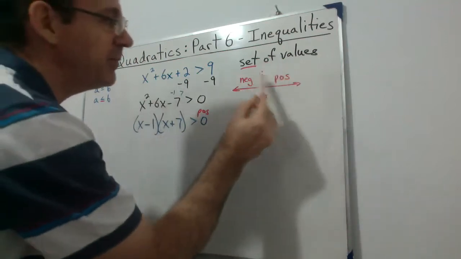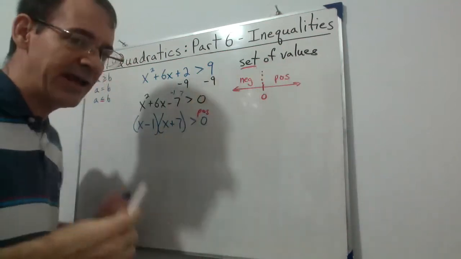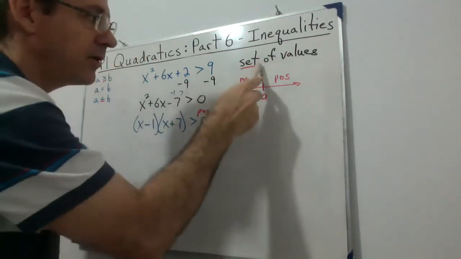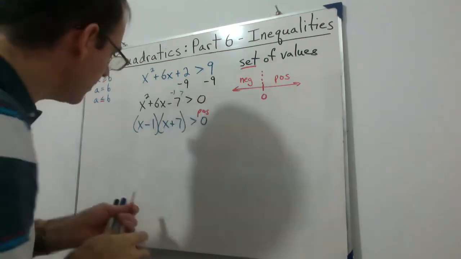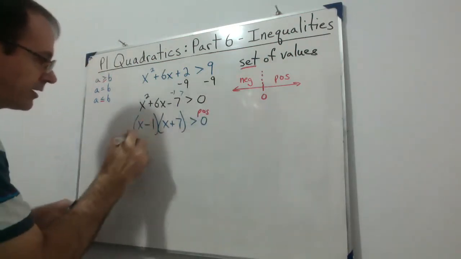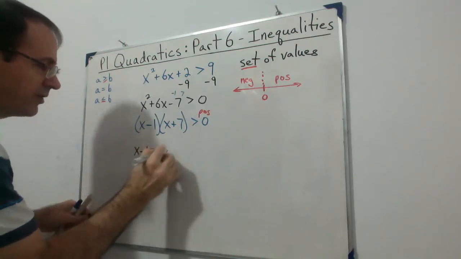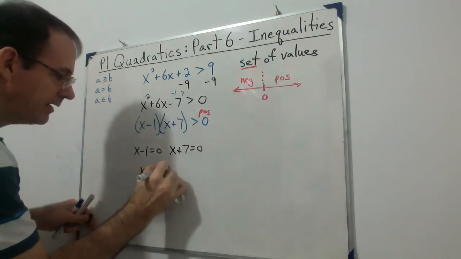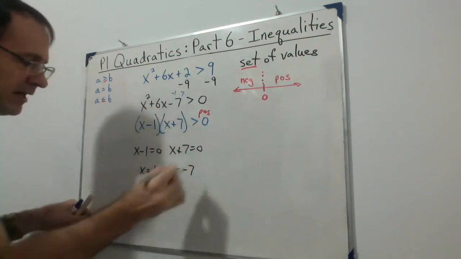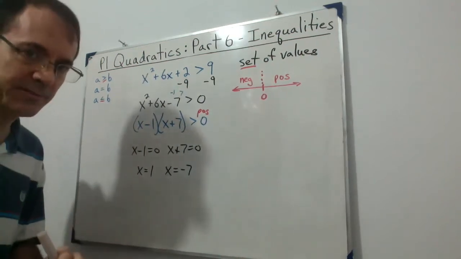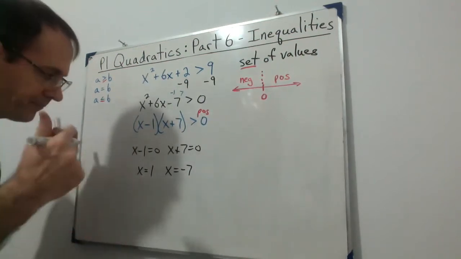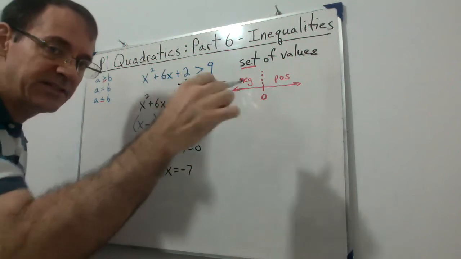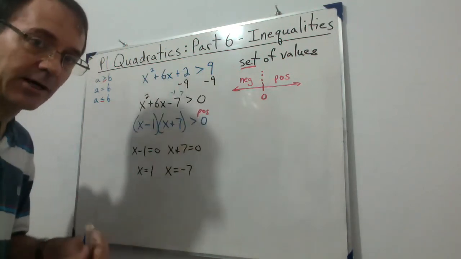But to determine where our positives and our negatives are, we need to first of all define the boundary. So we're going to look for the zeros first. So when we use our zero product rule, we get x minus 1 equals 0, x plus 7 equals 0, and so we get x equals 1 and x equals negative 7. These are not our solutions. They are the boundaries between where positive and negative sets are located.